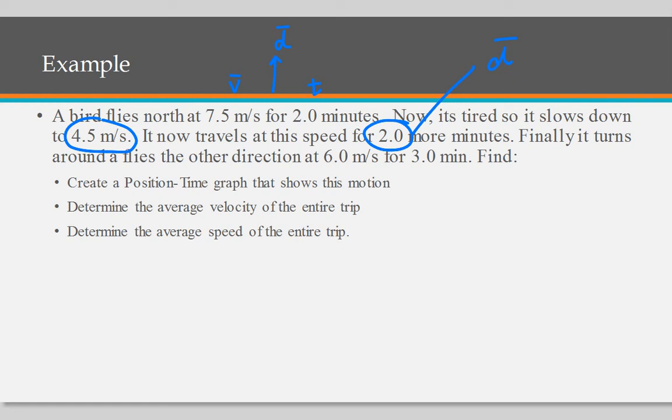Finally, it turns around. That's important. It turns around. My friend at the back who's new to the class, please stop talking. Thank you. The other direction at 6 meters per second for 3 minutes. So you have 3 velocities and 3 times. What can you calculate? 3 displacements. So it wants us to create a position time graph. We can do that tomorrow when we have more time. I'm just going to draw some vectors.